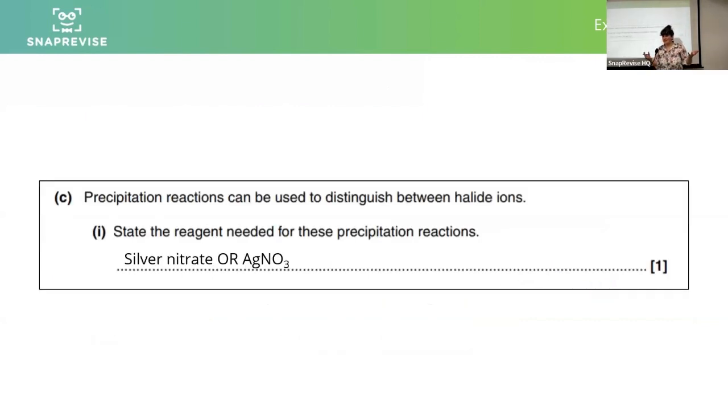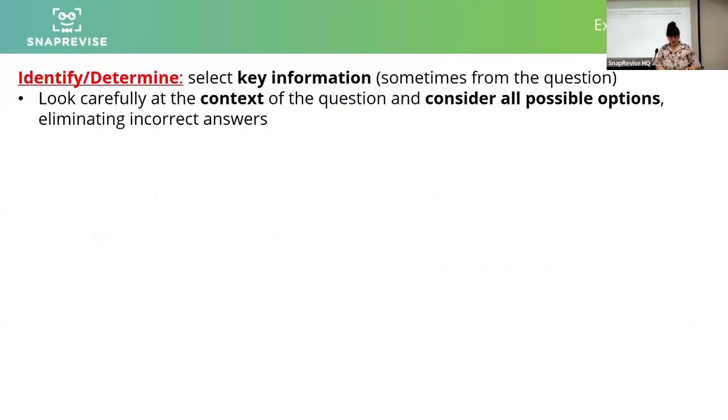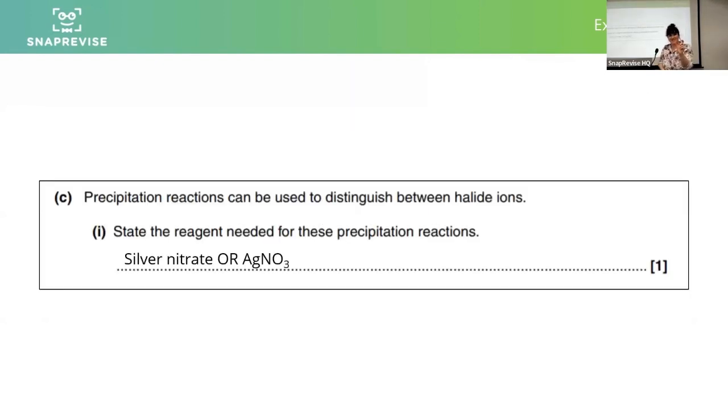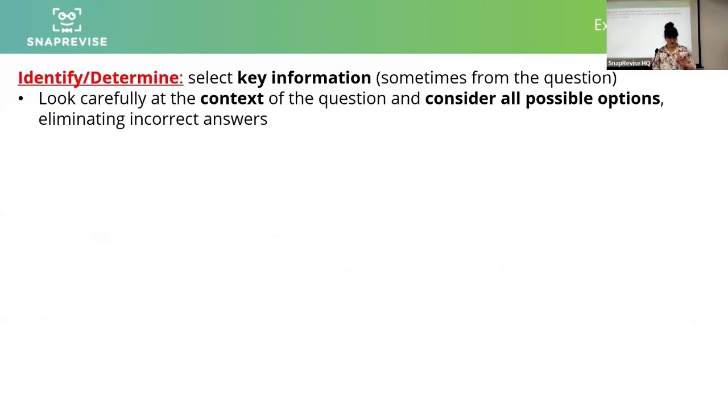So hopefully you recognize that you need silver nitrate or AgNO3 as your answer for the precipitation reactions. As we can see, it's only a short answer. Sorry, this is only a 2. If you write it as the word, it's only 2 words. If you wrote it as a formula, which is acceptable, then it's a single formula. So short answer.